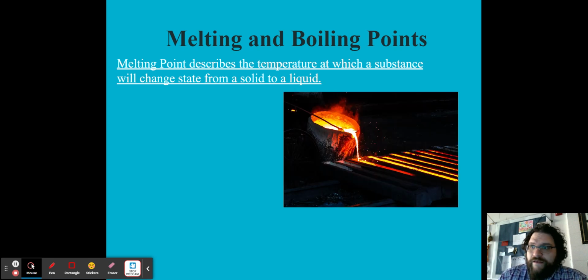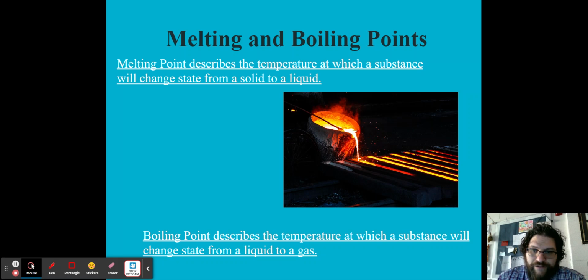Okay. So here you have probably iron that starts out solid. Then they superheat it until it becomes a liquid, and then they pour that into a mold and allow it to cool, so to go beneath the melting point, and it becomes solid again.